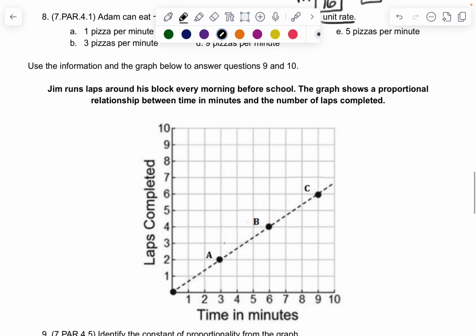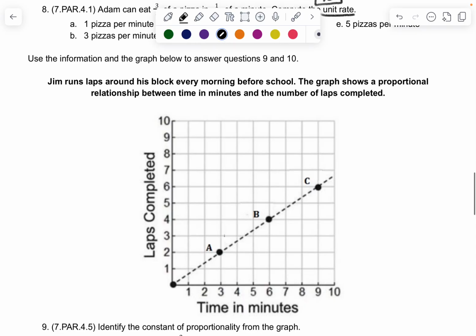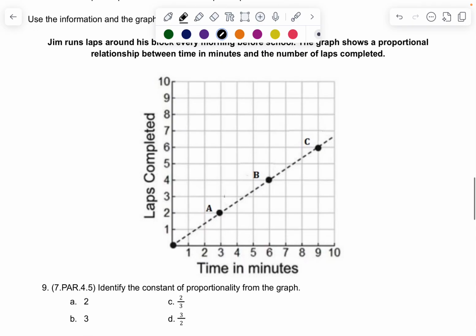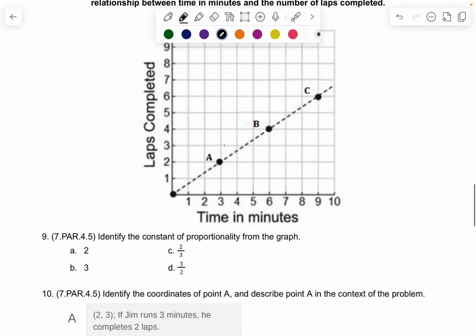Number 9. Jim runs laps around his block every morning before school. The graph shows a proportional relationship between the time in minutes and the number of laps completed. So first we want to identify the constant of proportionality.